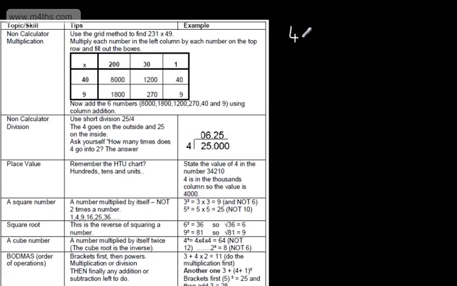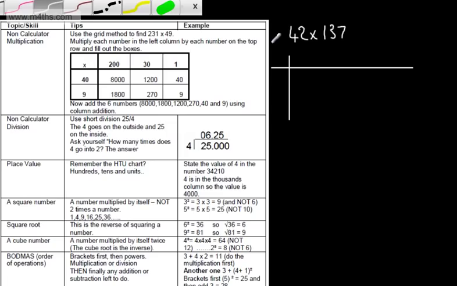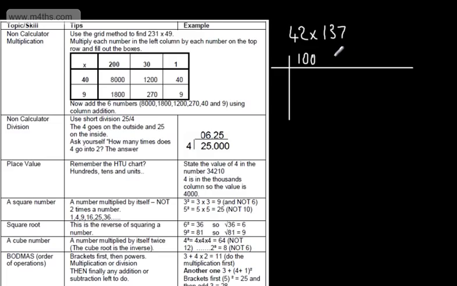So let's say we wanted to do 42 multiplied by 137. So all I do is set this up in a grid. We're going to have 42 and 137. I can have either the 42 or the 137 along the top; it really doesn't matter. I'm going to put the 137, so I'm going to split this up into 100, 30 and 7. We're going to multiply this by 42. I'm going to split this up as 40 and 2. So I split it as tens and units.